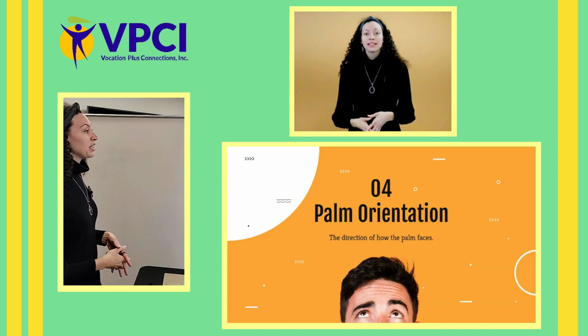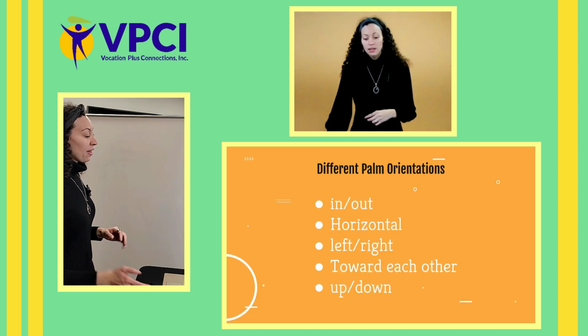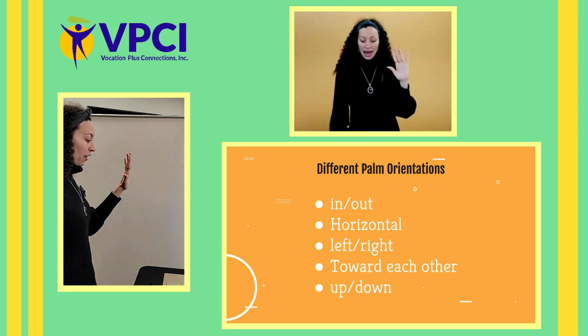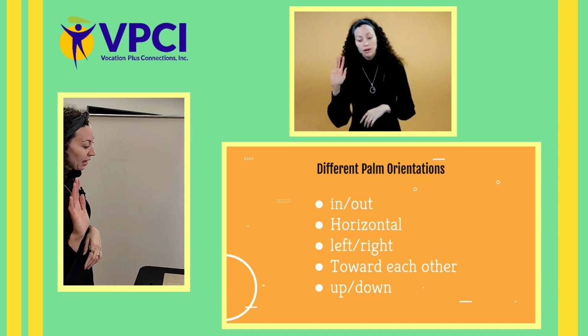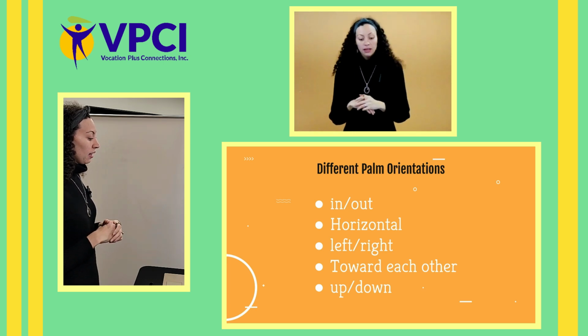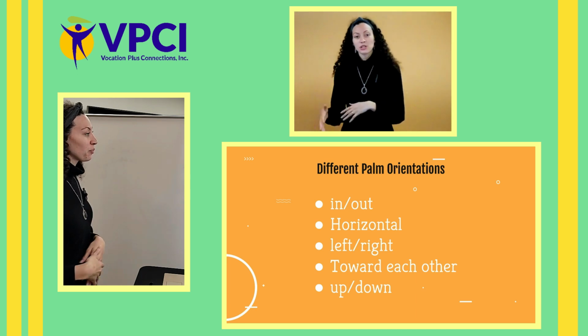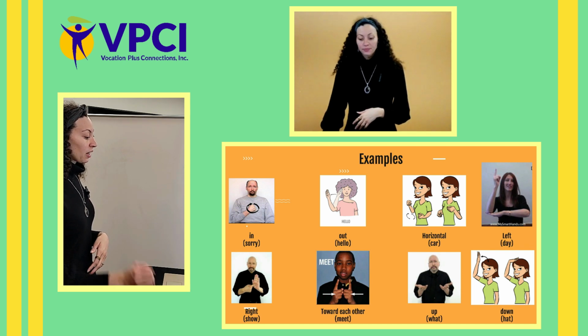Palm orientation is the direction in which your palm is facing. The different palm orientations include in, out, horizontal, left, right, toward each other, and up or down. So there are different directions your palm can face. Here are examples of each type.